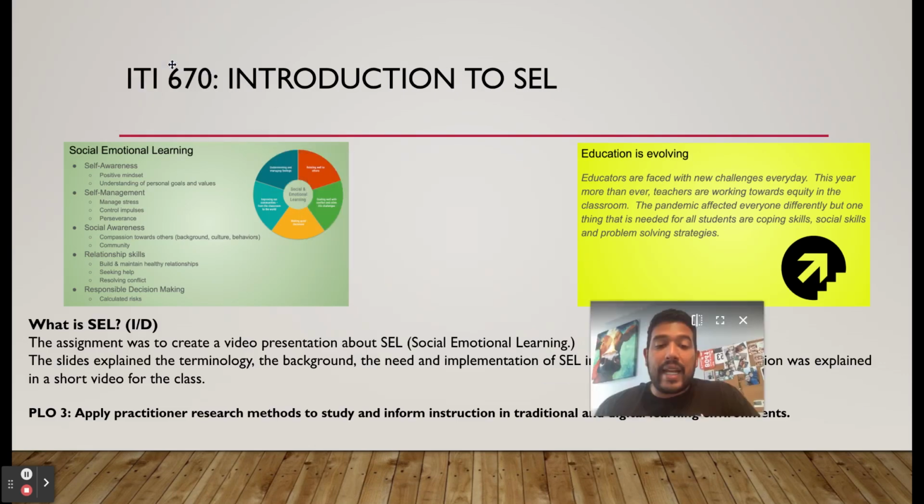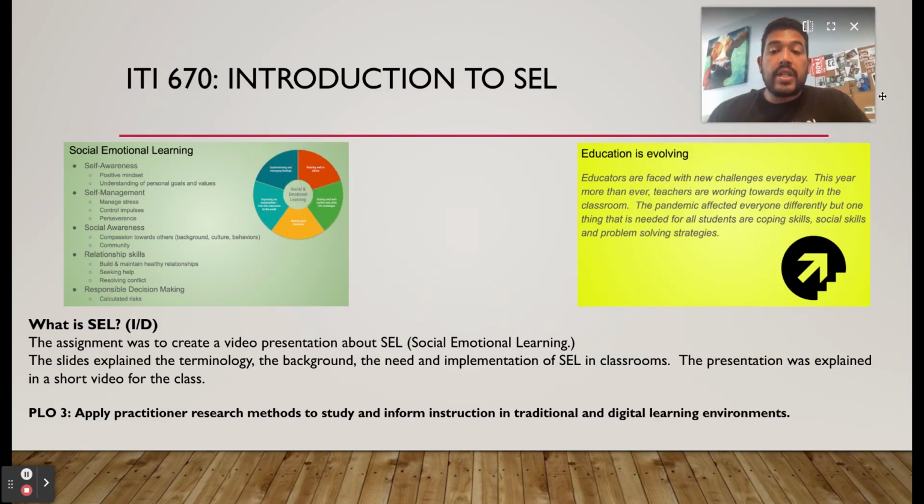In the second slide, we go to the second class, which is ITI 670, Introduction to Social Emotional Learning. I chose this artifact, where we were given the assignment to create a video presentation about social emotional learning. We explained the terminology, the background, and the need of implementing SEL in the classrooms.